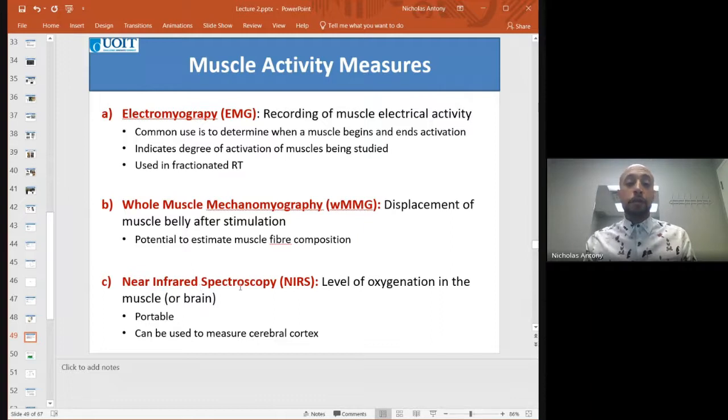Near infrared spectroscopy, sorry, is like what is seen at the hospital, where they have the infrared thing that goes on your finger. It measures blood oxygen. They have one that is used to measure the level of oxygenation in the muscle or the brain, which would give you an idea that the muscle is being used.